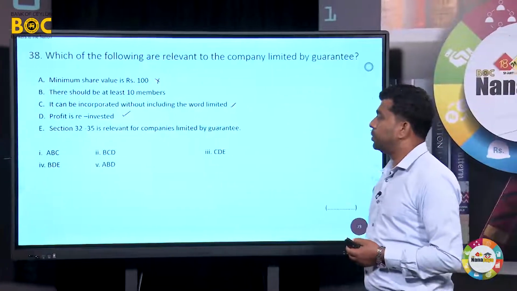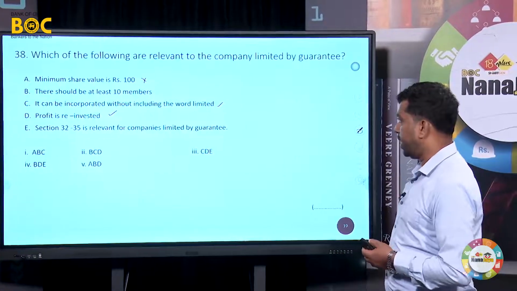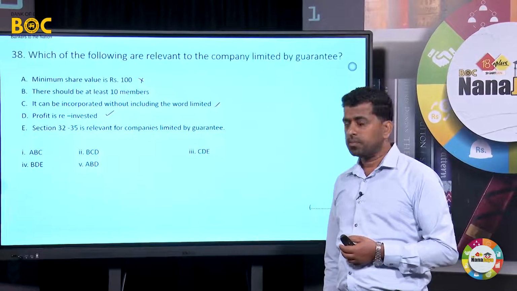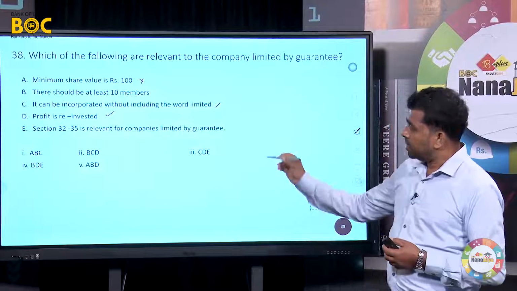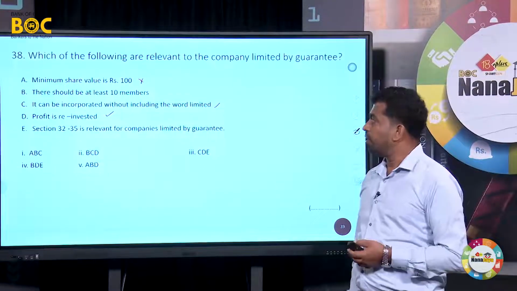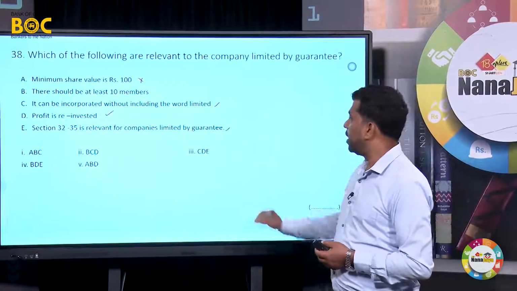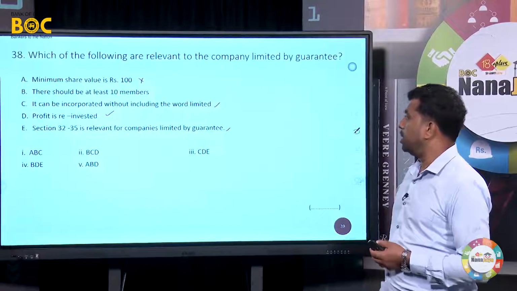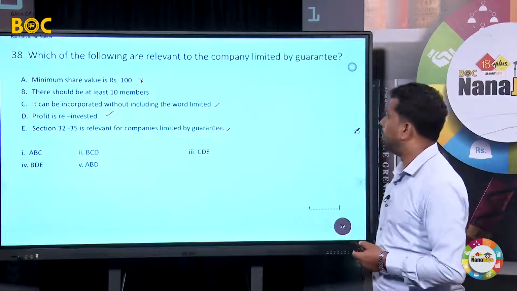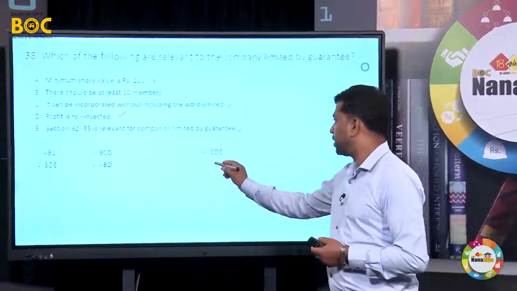Section 32 to 35 is relevant for companies limited by guarantee in Companies Act number 7 of 2007. Section 32 to 35 is given for the companies limited by guarantee. So these are carried out with the intention of providing social welfare. C, D and E is the third option.